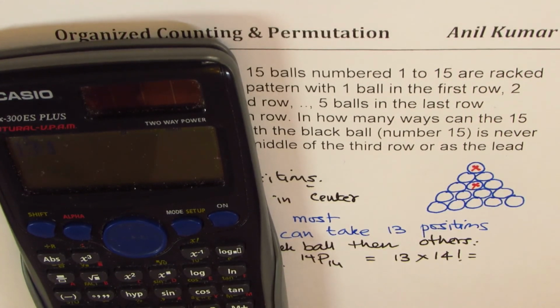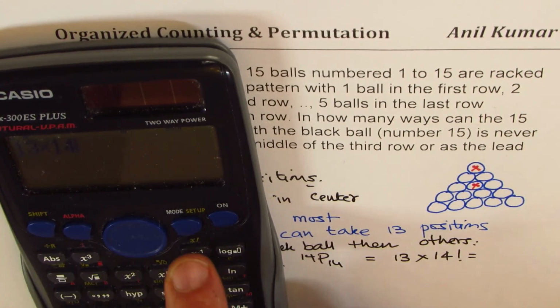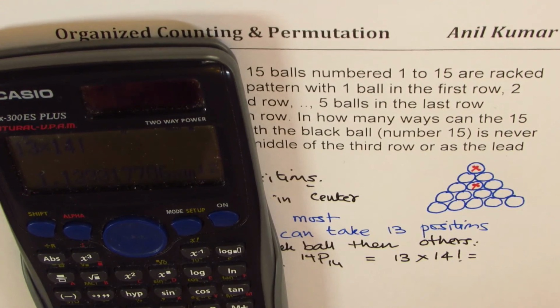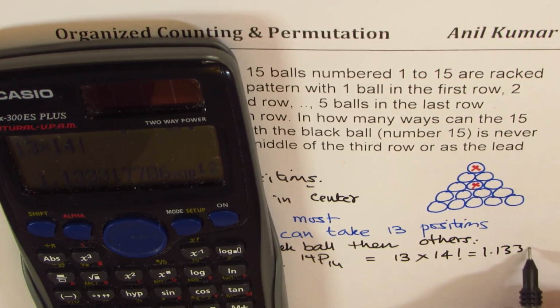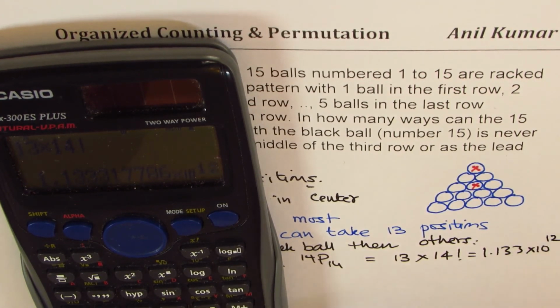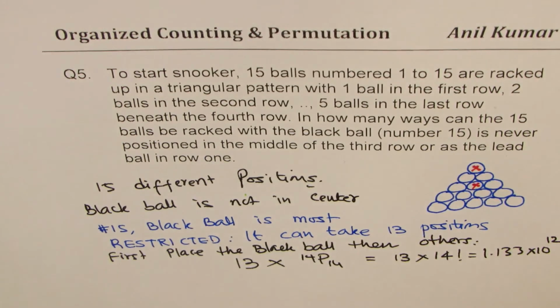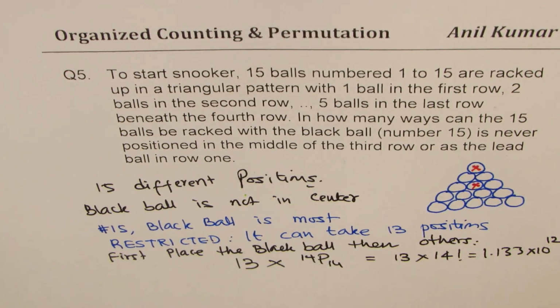So let's do it. 13 times 14 factorial is a huge number. Okay, so let me write whatever it is. So it is 1.133 something times 10 to the power of 12. Is it okay? So that is what you're going to get as the solution of this particular question.